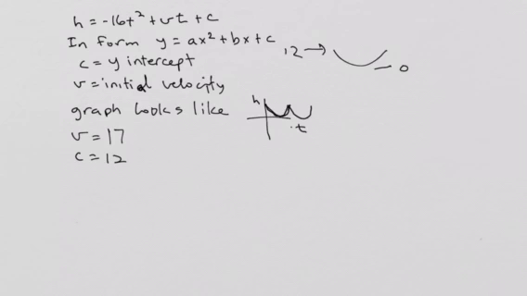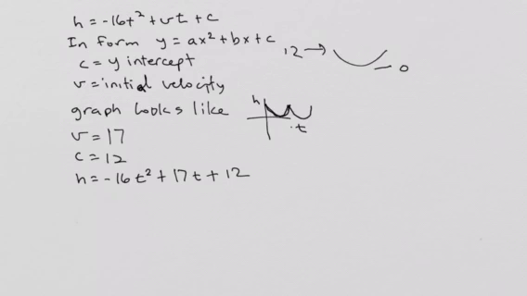Now we can fill that stuff into the formula that's up here, and we can say h equals minus 16 t squared plus 17 for our initial velocity, t plus 12 for her initial height, or if you want, even the y-intercept. So this is our equation. So question number 1 wants us to put that in there for our initial equation.